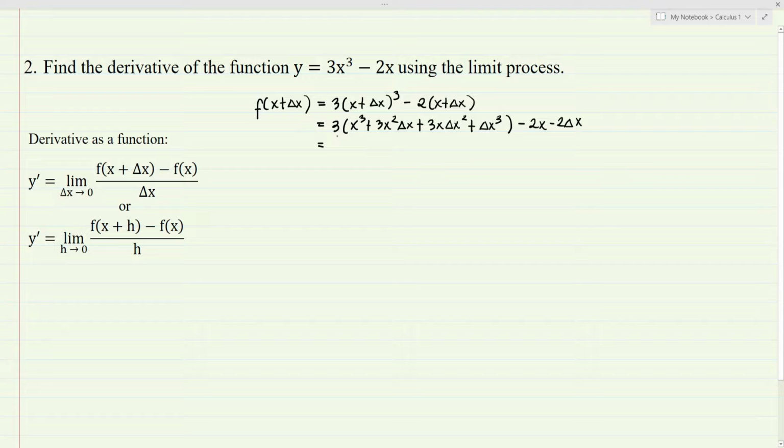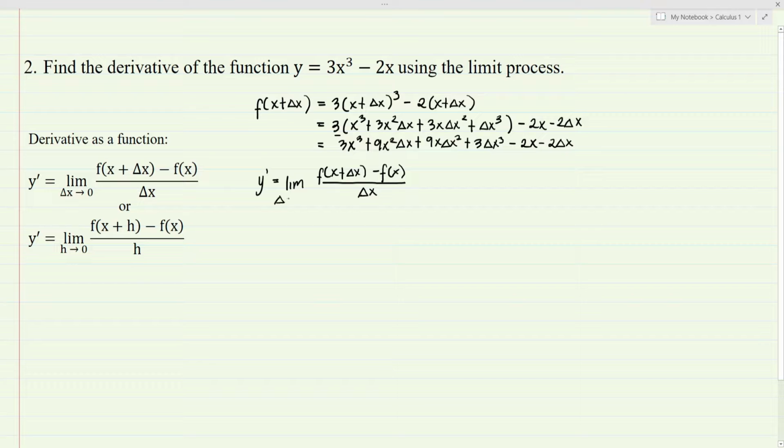Then for the second term, if I distribute negative 2, I would have negative 2x minus 2 delta x. Next step, let's distribute 3 to this equation. I would have 3x cubed plus 9x squared delta x plus 9x delta x squared plus 3 delta x cubed. Then copy negative 2x and negative 2 delta x. Now that we have f of x plus delta x, we can now solve for the derivative, and that would be the limit of f of x plus delta x minus f of x divided by delta x as delta x approaches 0. Let's plug in the functions.